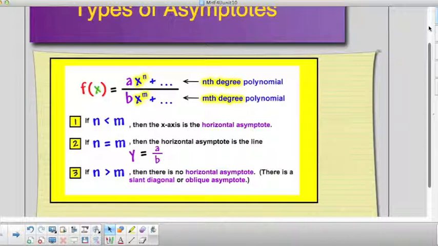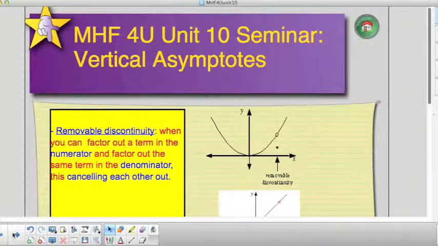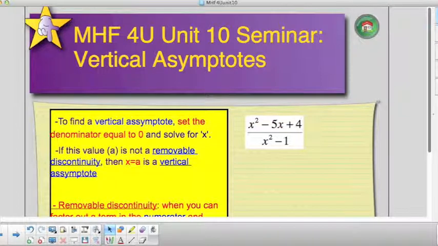Now, I'm going to come back to this slide. We're going to break down points 1, 2, 3 in depth with examples. But first of all, I just want to look at vertical asymptotes. So please copy the definition, because we really touched on this a little bit in grade 11, but now I really want to make sure you know exactly how to identify vertical asymptotes.